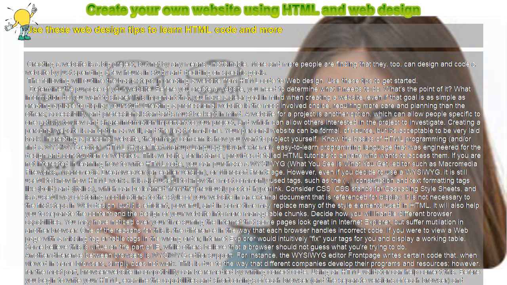Creating a professional website is the most involved choice, requiring more care and planning than the others. Accessibility and professional standards must be kept in mind. A website for a project is another option, which can allow people specific to one activity to view and share information important to your project, and which can allow others interested in the project to investigate.